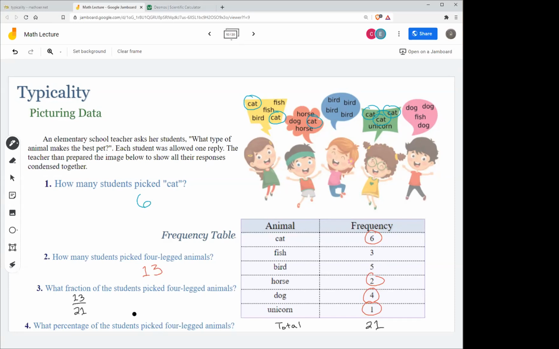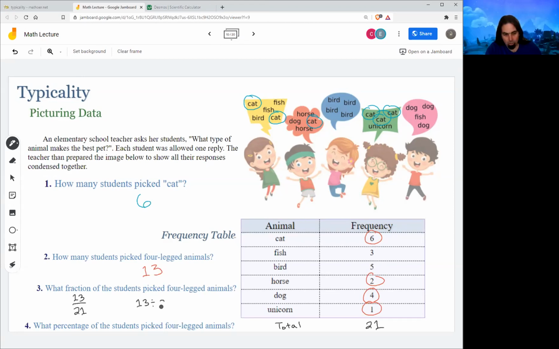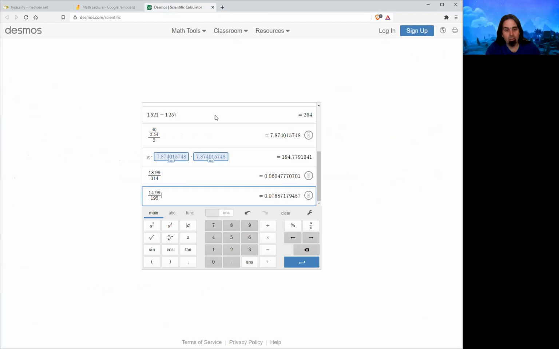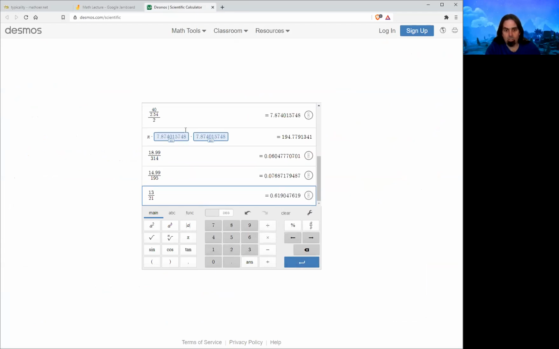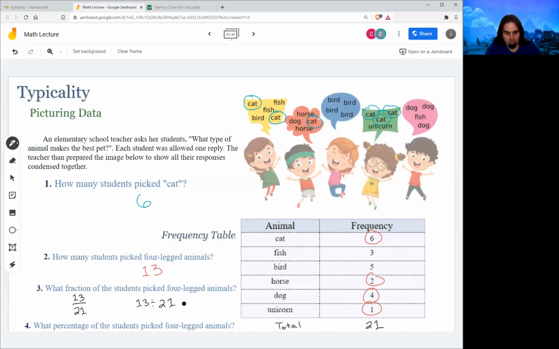Would we divide and then do ripple up? Yes. 13 divided by 21. So it's about 0.62. So 62%.